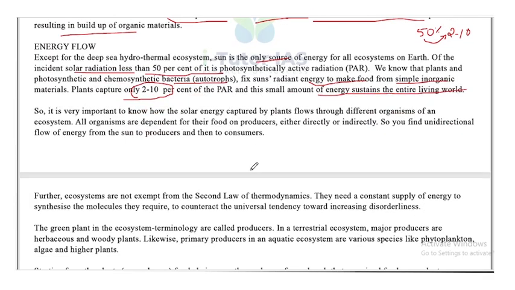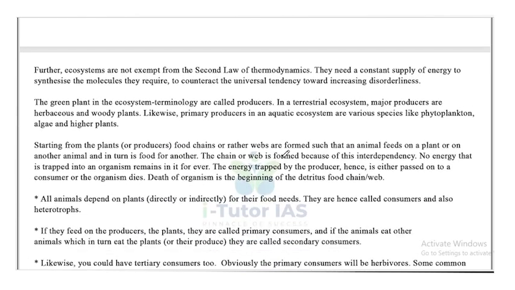All organisms are dependent for their food on producers, either directly or indirectly. So you find a unidirectional energy flow from sun to the producers and then to consumers. Further, ecosystems are not exempt from the second law of thermodynamics. They need a constant supply of energy to synthesize molecules they require to counter the universal tendency towards increasing disorderliness.